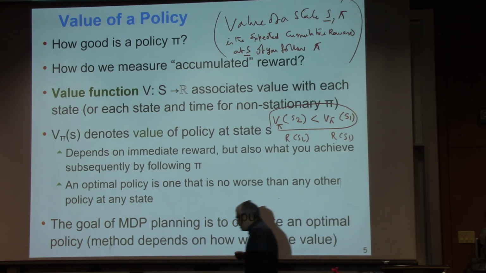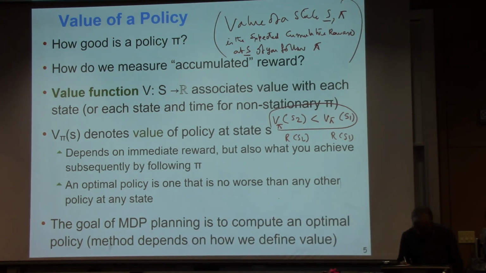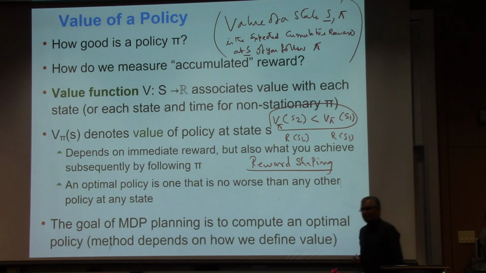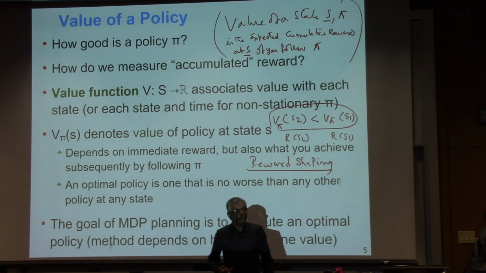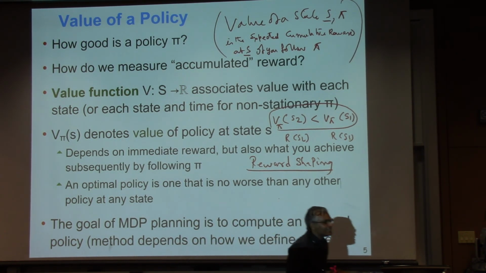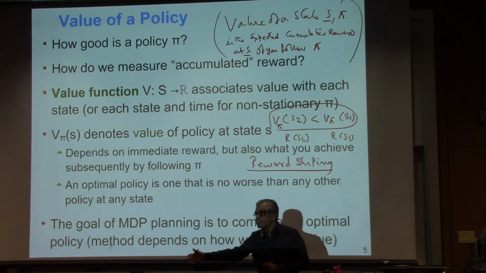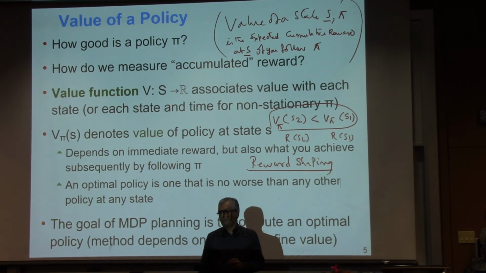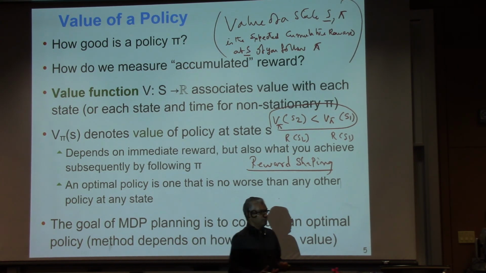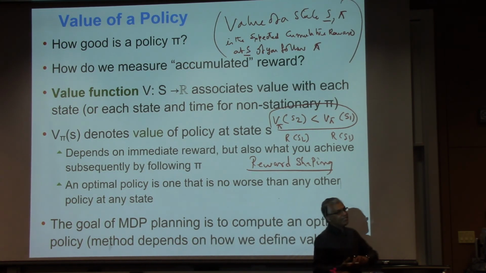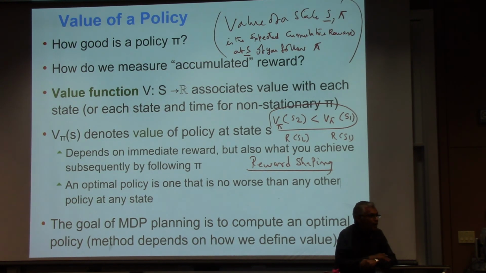Now, this also leads to a very interesting idea called reward shaping. Why not make the reward system in such a way that the local rewards actually become proportional to long-term value? I am making the problem. If I am making the problem, why don't I make the rewards in such a way that the local rewards become proportional?